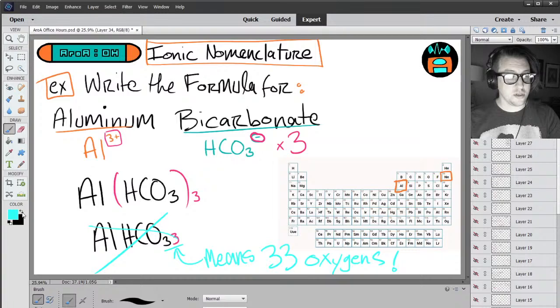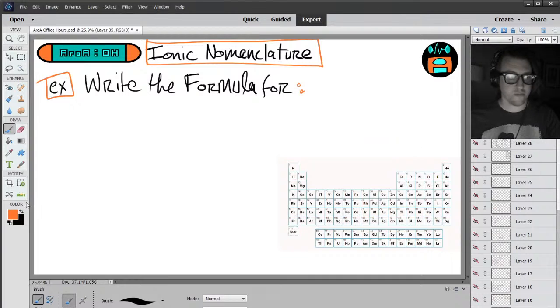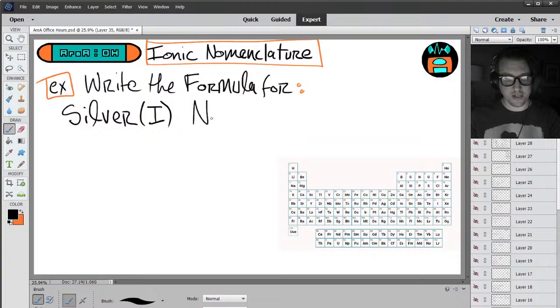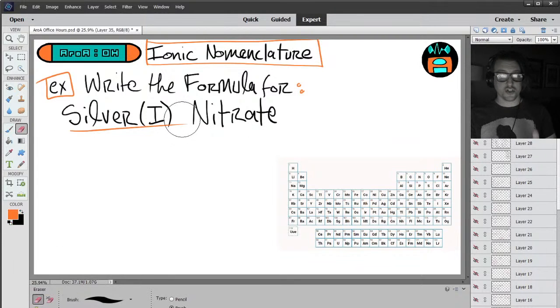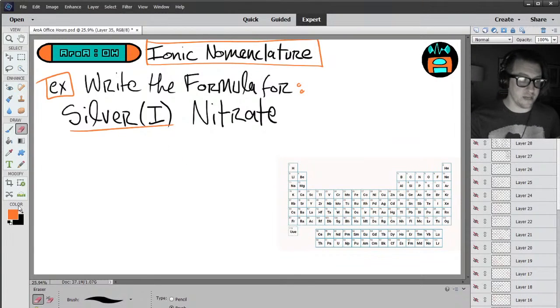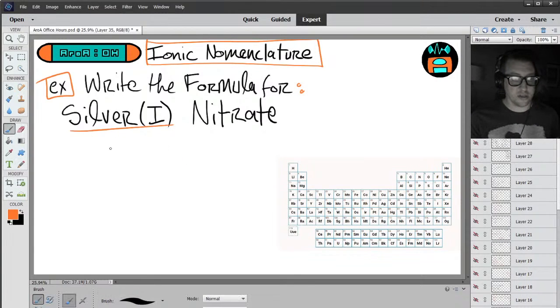Let's do another example. Let's write the chemical formula for silver 1 nitrate. All right, silver is not a polyatomic ion. Silver is a transition metal. I know because I was given a charge in a Roman numeral, so I don't even have to look it up. So silver has a charge of +1.